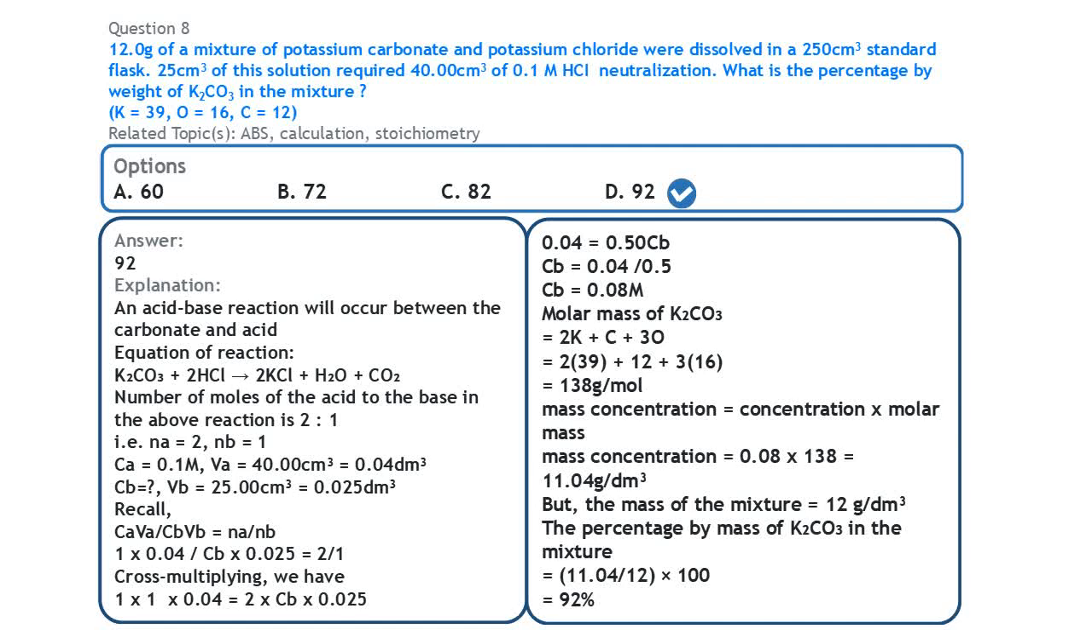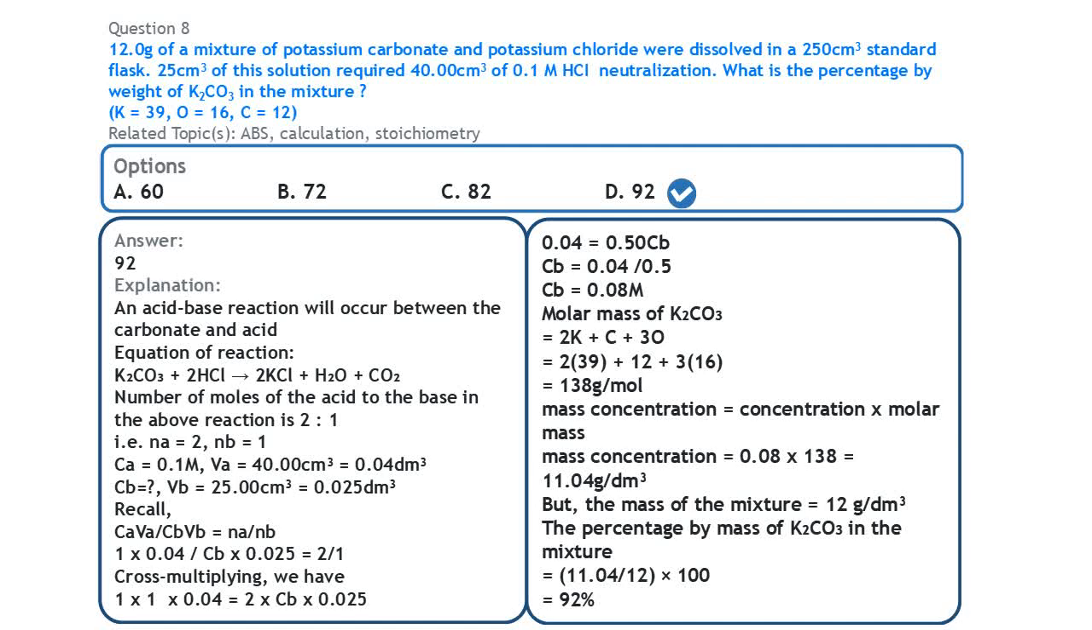If you cross multiply, this denominator on this side will multiply the numerator on this side, while this denominator will multiply the numerator on this side. So this cross multiplies, and we have 1 times 0.1 times 1 times 0.04 is equal to, and on this side we are going to have 2 times the expression of the base times 0.025. That's what we have.